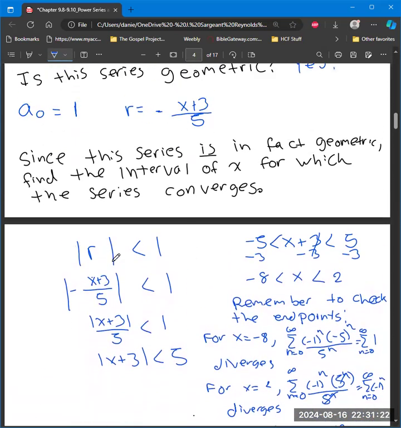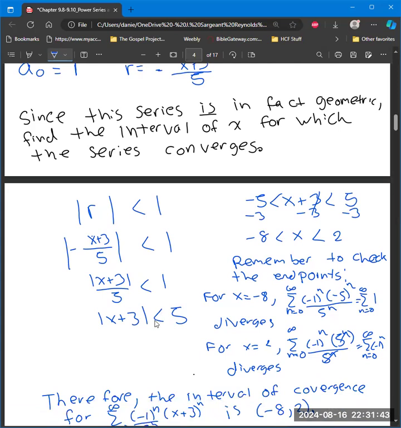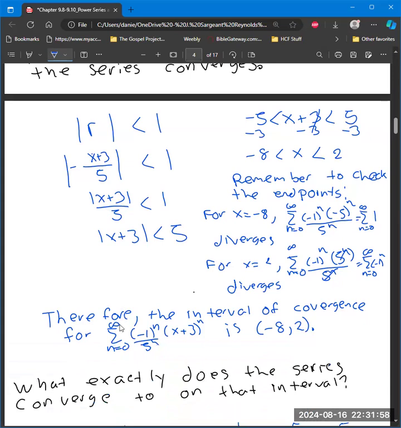So we need to take r and make its absolute value less than 1. When we take the absolute value of it, this negative doesn't matter anymore. And the absolute value of x plus 3 is in the numerator and the absolute value of 5 is 5 in the denominator. I'm going to multiply both sides by 5. And then I'm going to split up the inequality here to say that x plus 3 has to be between -5 and 5. Then I'm going to subtract 3 from every part here and say -8 is less than x is less than 2. Remember to check the endpoints at -8 and 2.